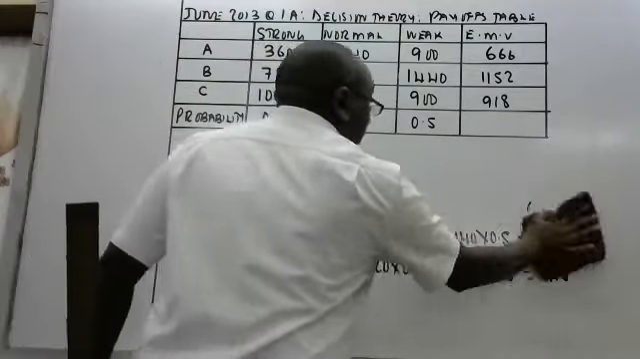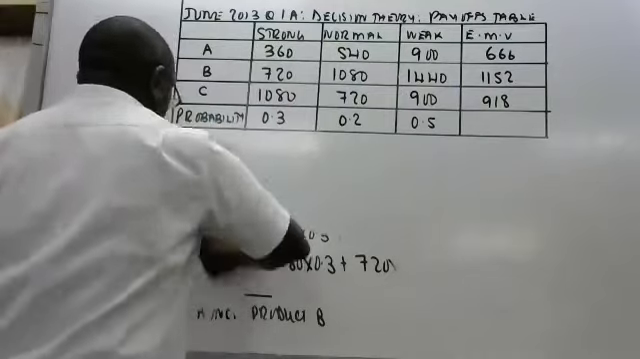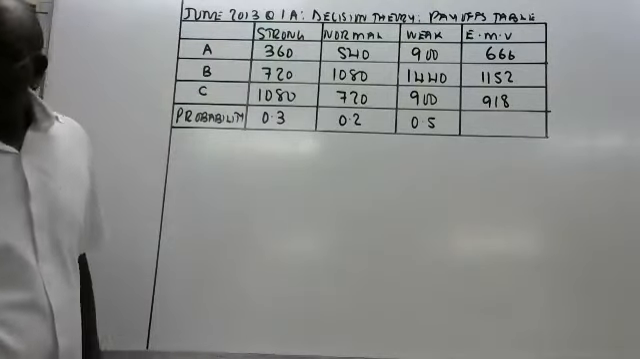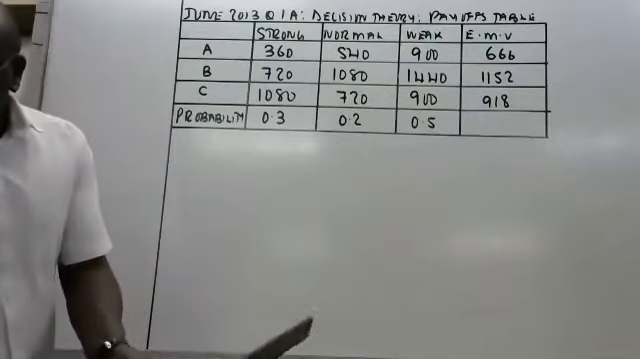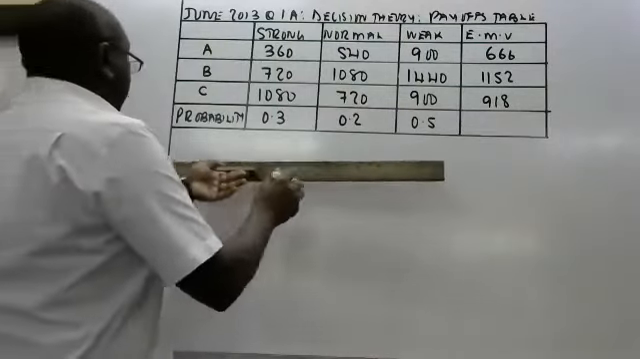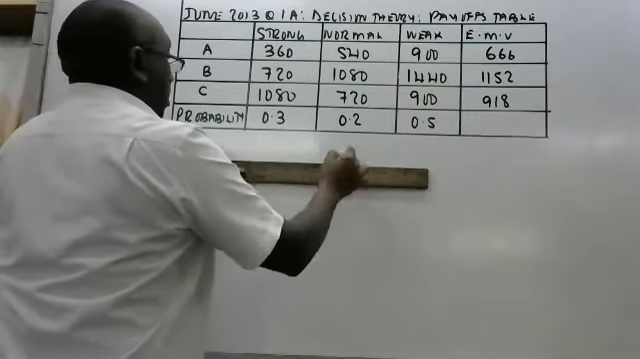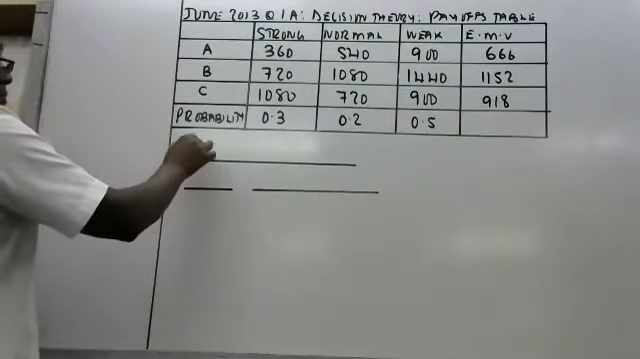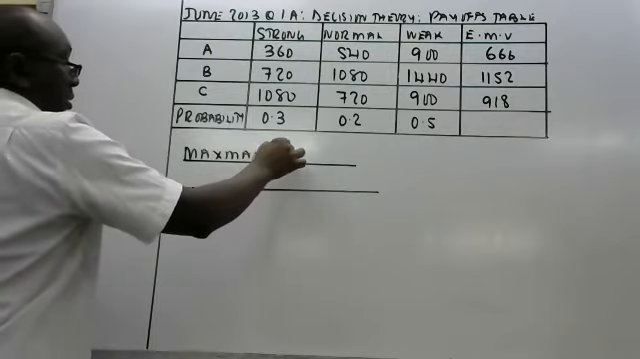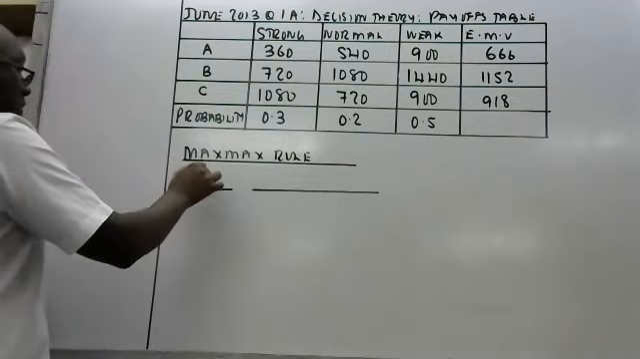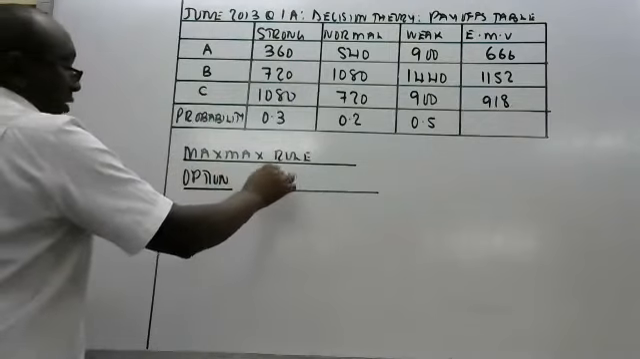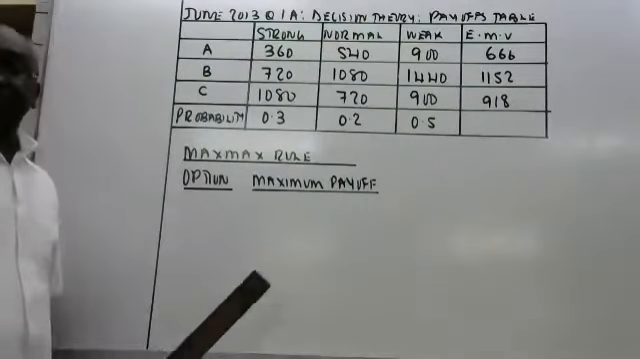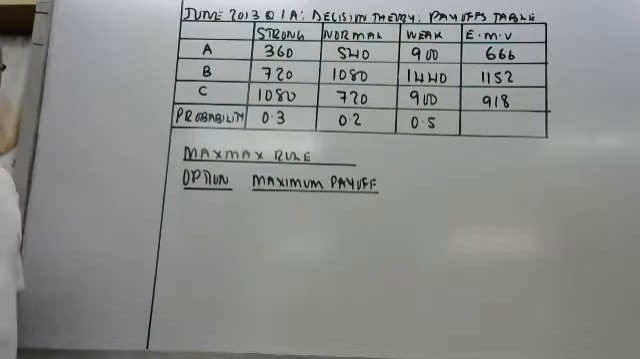The next thing is called Max-Max rule. Here we begin with the option, and then we extract the maximum payoff.